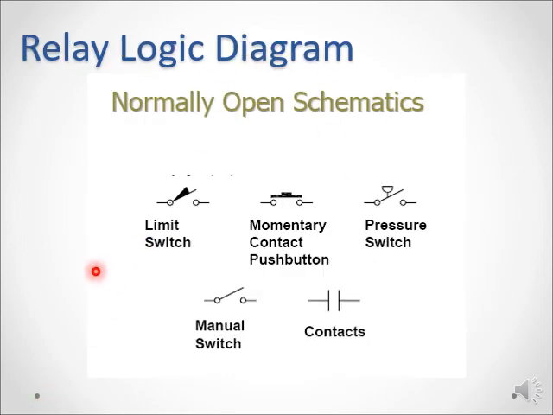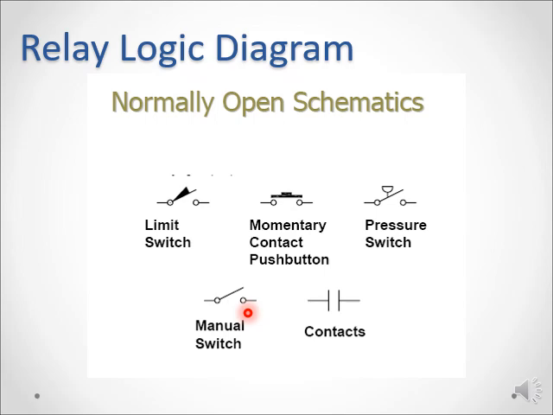These are some symbols of limit switch, momentary contact, pressure switch, and manual switch. Remember, in PLC we will encounter two terms very often: momentary contact and maintain contact. For momentary contact, think of a doorbell switch, which is spring loaded. As long as you hold the doorbell pressed with your fingertip, the contact is closed. But if you remove your fingertip from the doorbell, the contact will become open again.